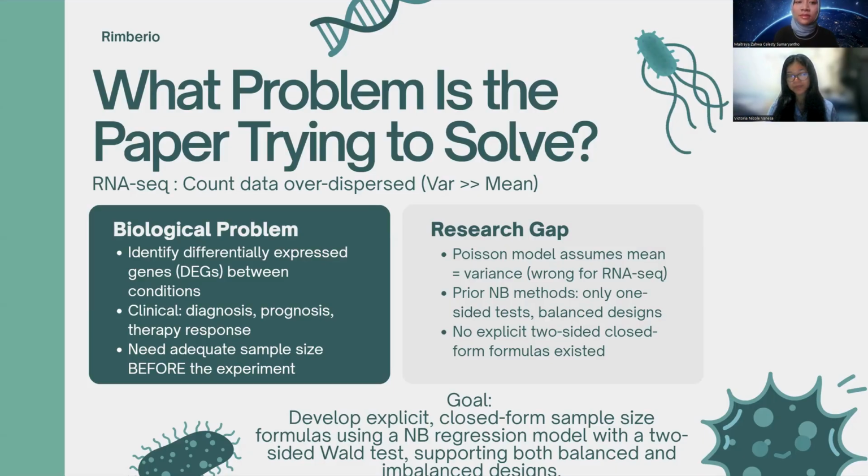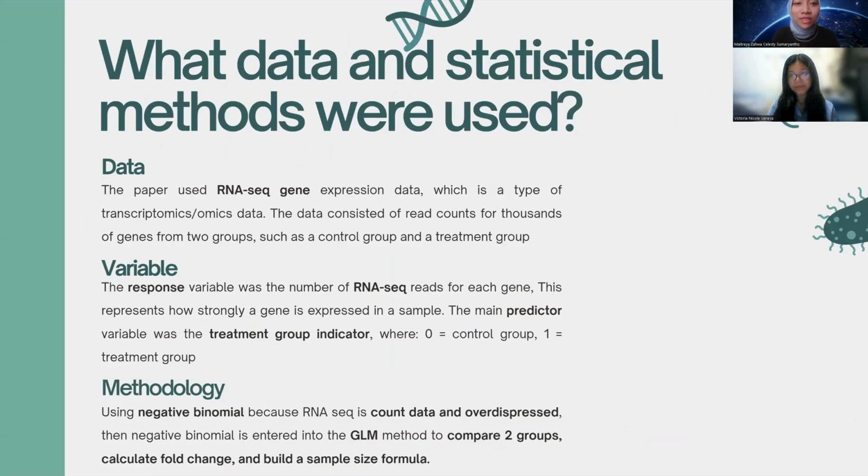Okay, research never does well without good methodology. The data used in this paper is RNA sequence data, which is a type of omics data, consisting of read counts of 1,000 genes for two groups, a control group and a treatment group. The response variable is the RNA sequence count itself, and the main predictor is the treatment group indicator, where 0 is the control group and 1 is the treatment group.